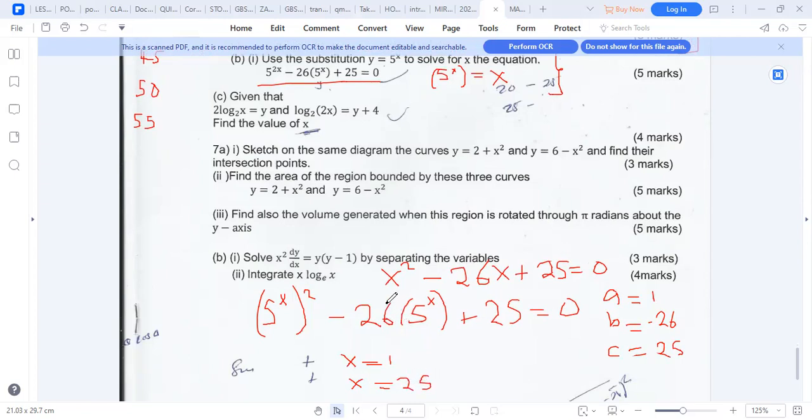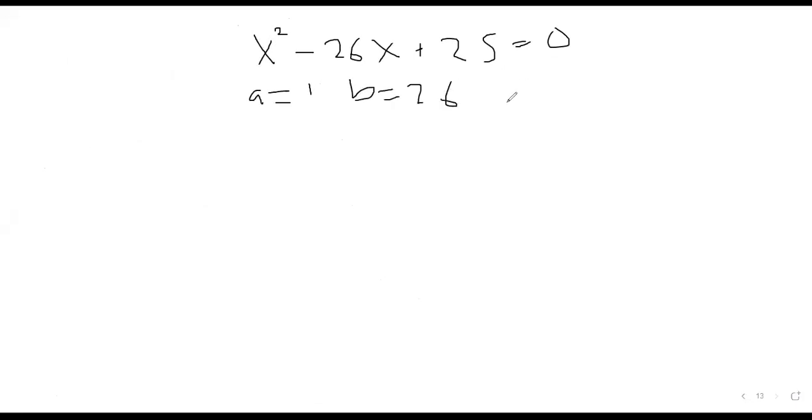Since we had let 5 to the power x be x, we now go back here. So we found our value. If you want, you can solve this equation at your own time. You'll find the same answers I found. Remember, our question is what? x squared minus 26x plus 25 is equal to what? 0.